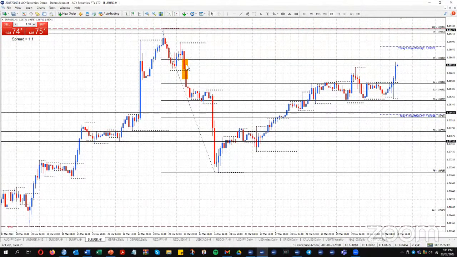I don't need to drag that across the imbalance. We're filling it right now, trying to, and the top of it is pretty much the 79% level.